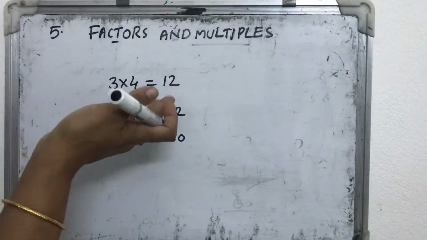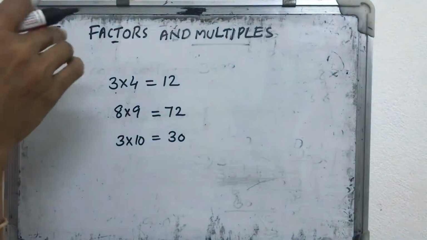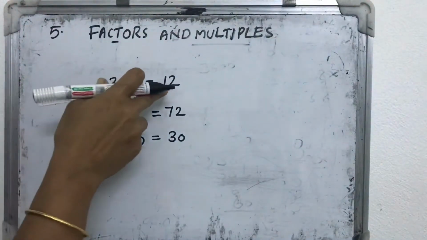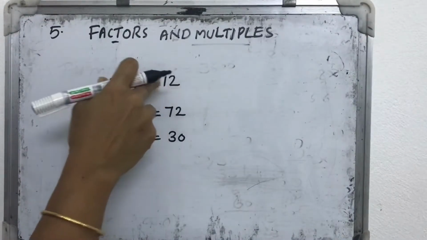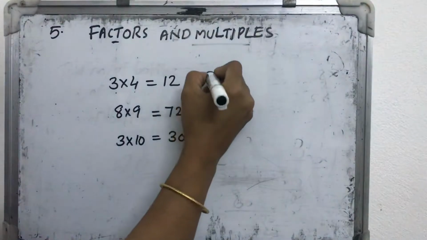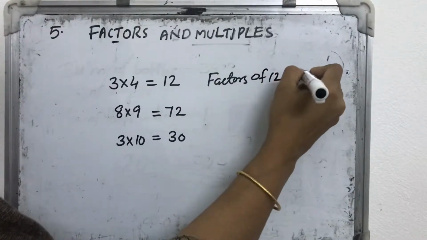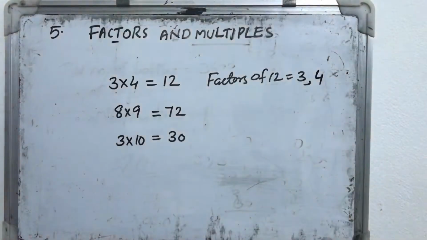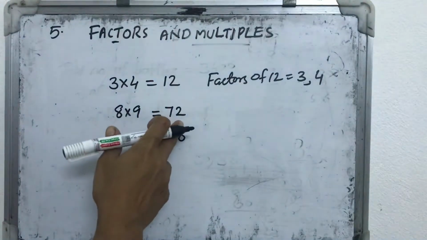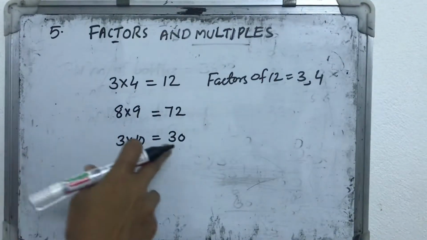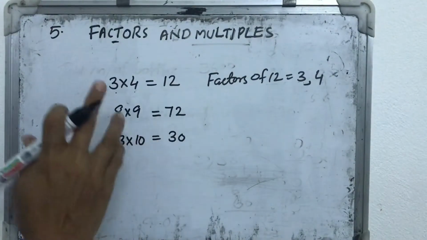So when we say it in reverse, here we got the product as 12. In its reverse we can tell the factors of 12 are 3 and 4. One factor is 3 and another factor is 4. From this multiplication fact we can tell the factors of 12 are 3 and 4. Here we can tell the factors of 72 are 8 and 9. And factors of 30 we can say are 3 and 10.